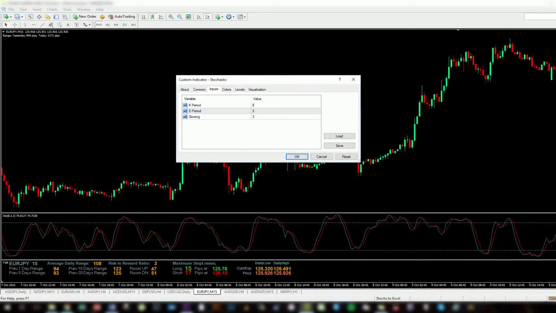Firstly, set your stochastics to these settings. These are the settings that I have been using over the past 7 years and it has given me the most success, especially on the 15-minute chart. If you are using the template, these settings will already be included.